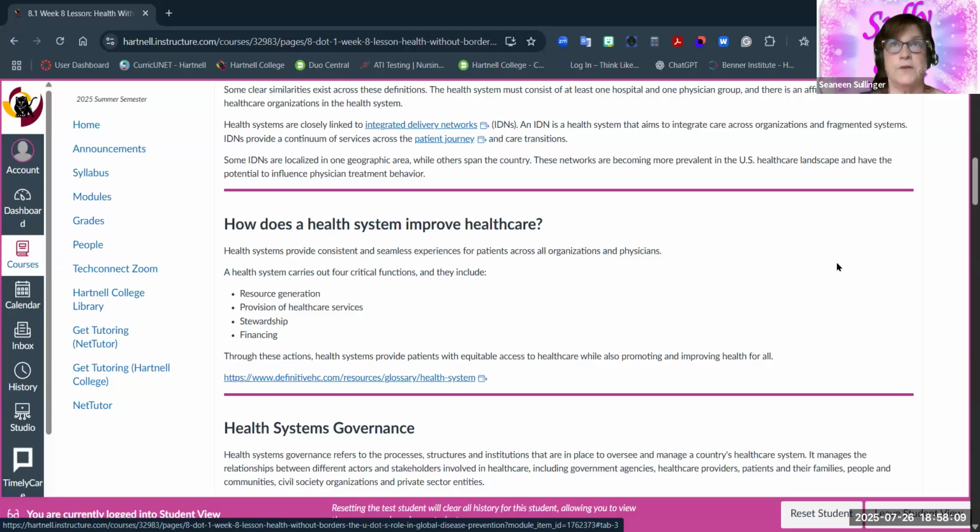Well, the critical functions that a health system carries, it carries resources, right? If you're just one place, you don't have as many resources as you do when you combine resources together. There's the provision of healthcare services on many different levels: preventative healthcare services, primary, secondary, tertiary prevention services.